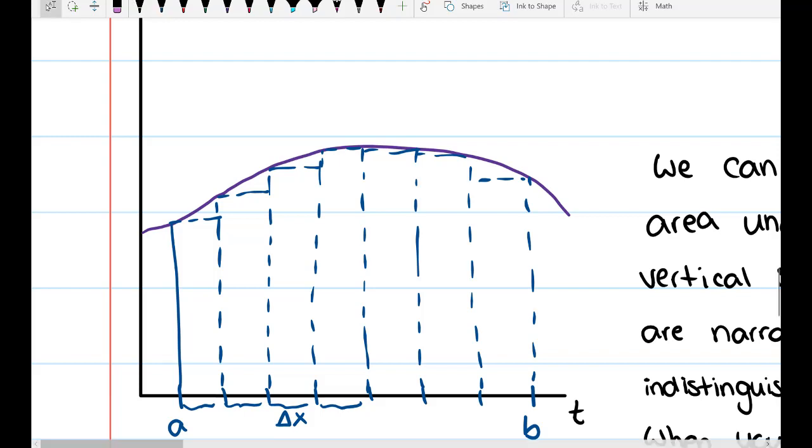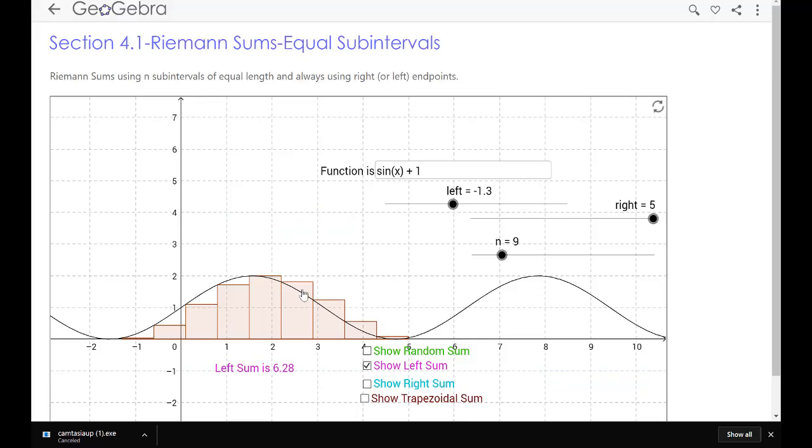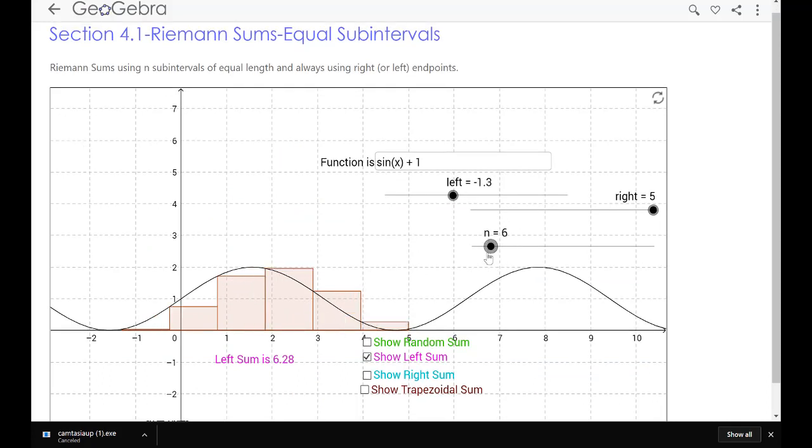Let me show you what I mean by that graphically. We'll say that this is my curve right here, and I split it up into this many intervals. You can see how right here, if I have fewer intervals, the area is not represented very accurately. However, the more intervals I add, the more accurately the area is represented.